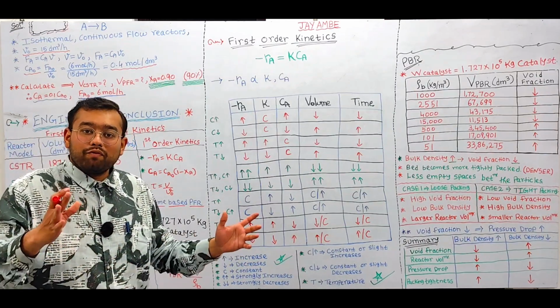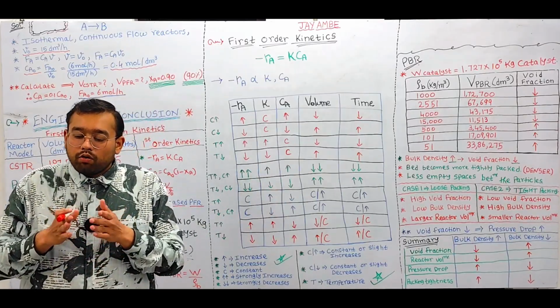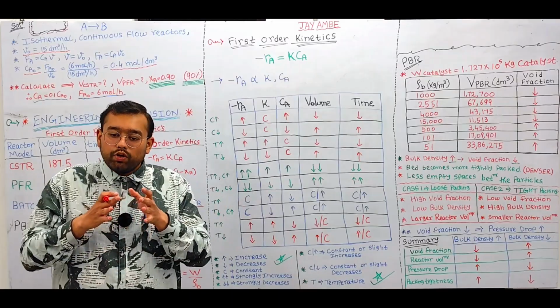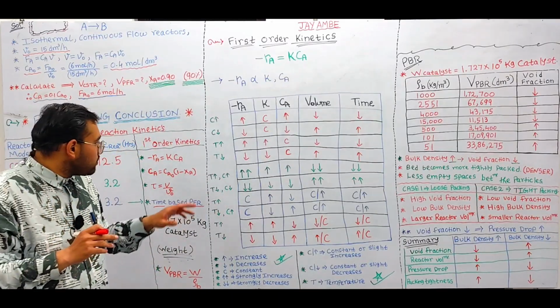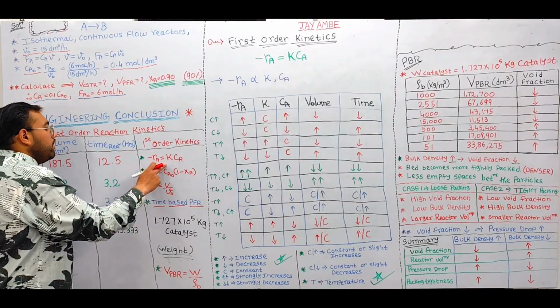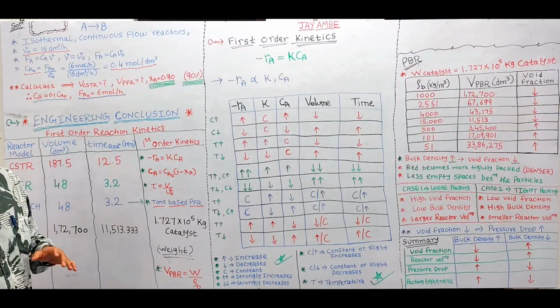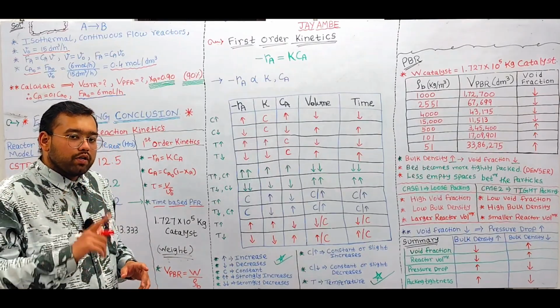Now compare with the plug flow reactor. Along the length and volume of the plug flow reactor, the concentration of the reactants slowly and gradually decreases, which means due to the decrease in the concentration, the rate of the reaction also decreases due to the direct proportionality present in the first order reaction kinetics in the rate law. So in the same way the batch reactor will also behave. I hope you understood.